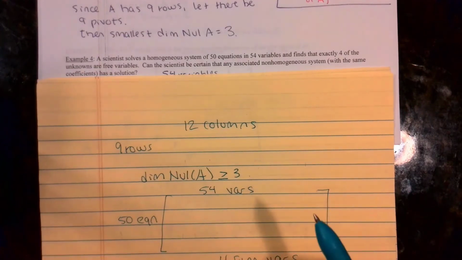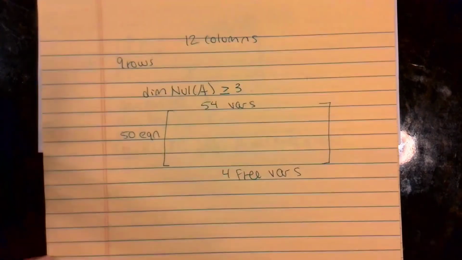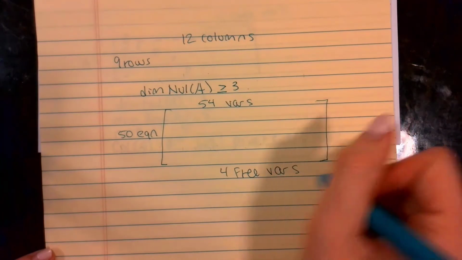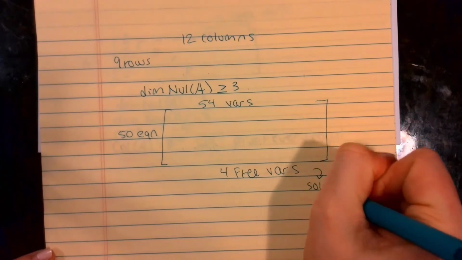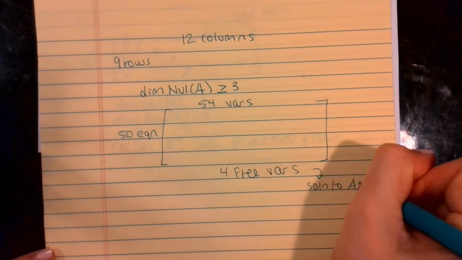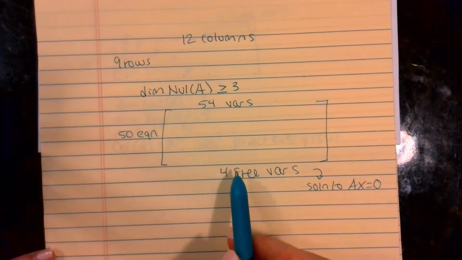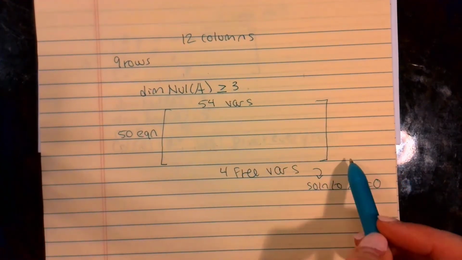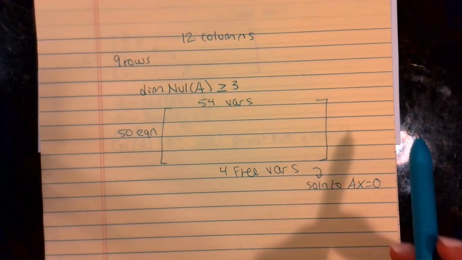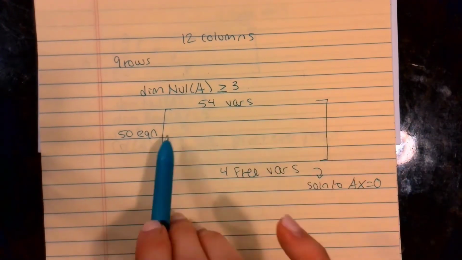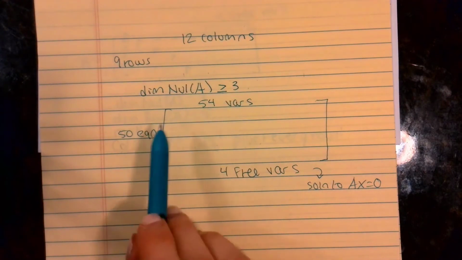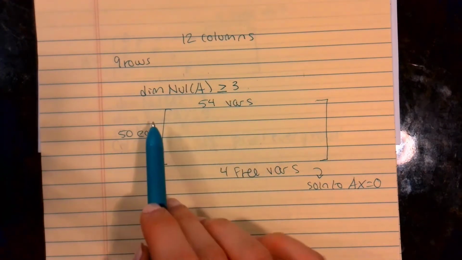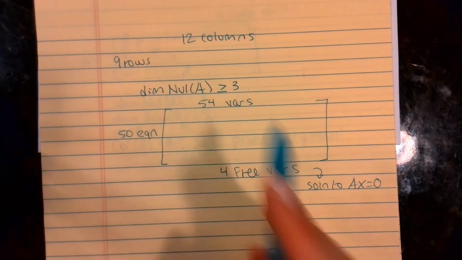Can the scientist be certain that any associated non-homogeneous system with the same coefficients has a solution? So basically we're asking ourselves, there are 4 free variables in the solution to AX equals 0. If I use the same coefficients, regardless of what I put over on the side, will I be able to get a solution? Well, if there are 4 free variables, that means that there have to be 50 pivot columns. And if there are 50 pivot columns, that means there's a pivot in every row.